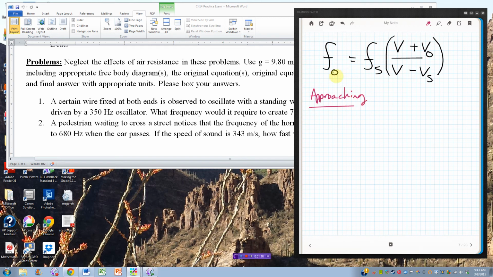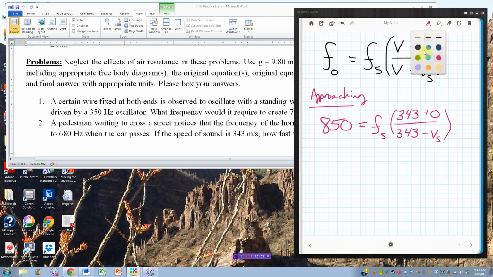So when it's approaching, the frequency that I hear is the 850 Hertz. So I'll have 850 equals the frequency of the source times the speed of sound, 343. The observer's not moving, so that's plus 0. And then 343 minus the speed of the source. It's minus because if the thing is coming toward you, it's approaching, then Vs will be a positive number. Okay, then I do it again.